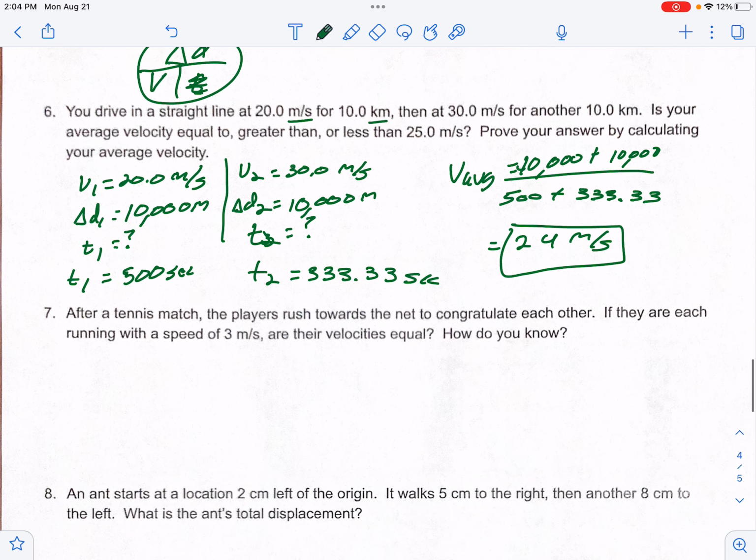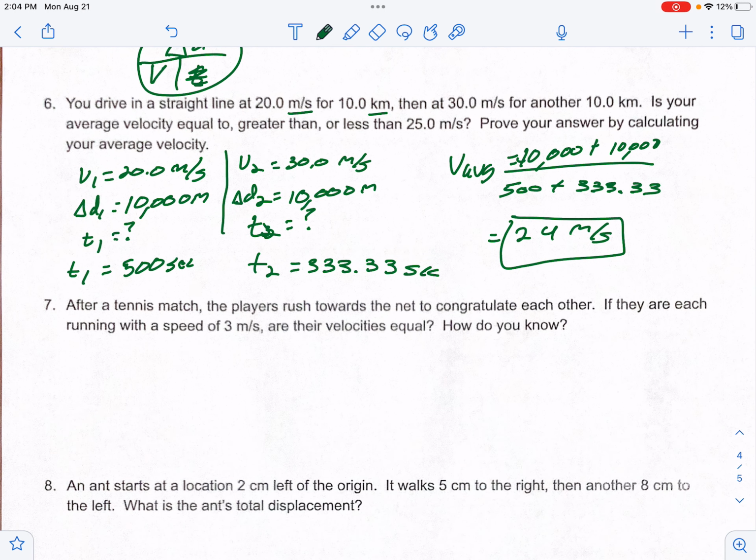Now 7, after a tennis match, the players rush towards the net to congratulate each other. If they're each running with a speed of 3 meters per second, are their velocities equal? How do you know? Now technically, in this case, speed and velocity are kind of the same thing. When it comes to the equation part, they're pretty much the same. It's when it comes to the graph, whether you're using distance or displacement, that's where they can differ. But in this case, we can honestly say that speed and velocity are the same thing.